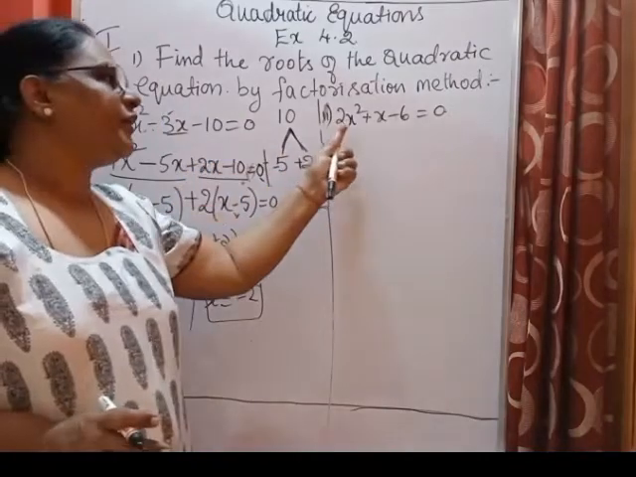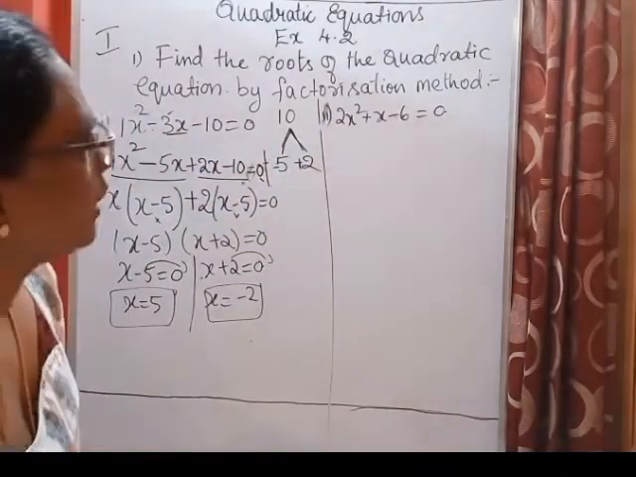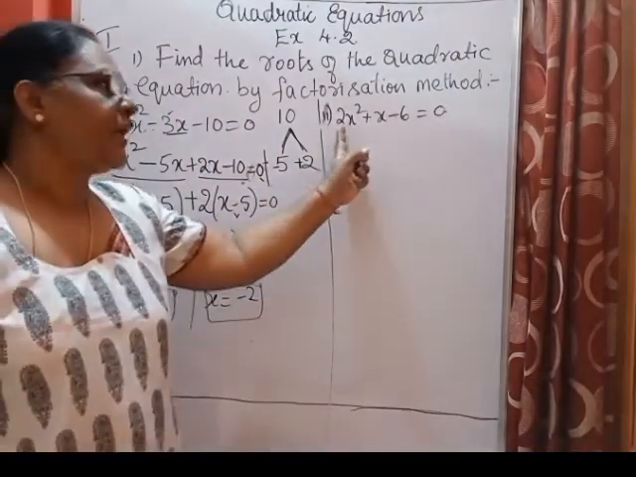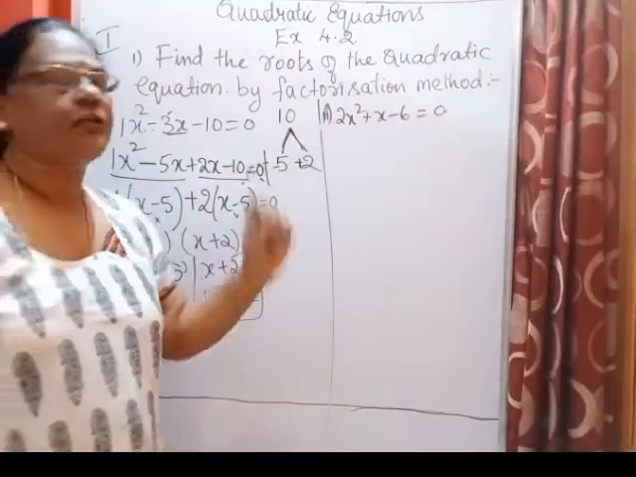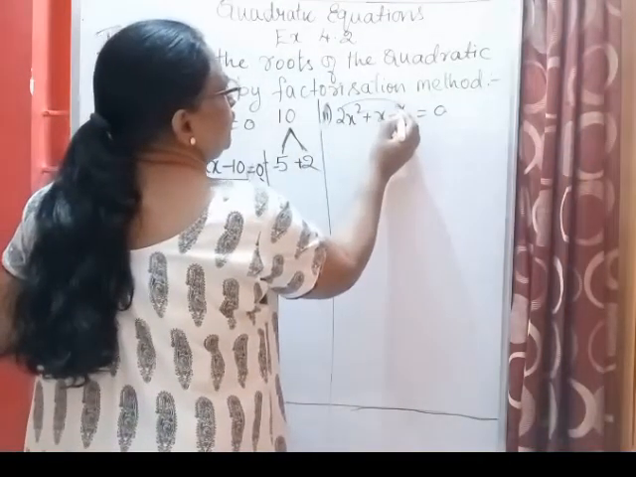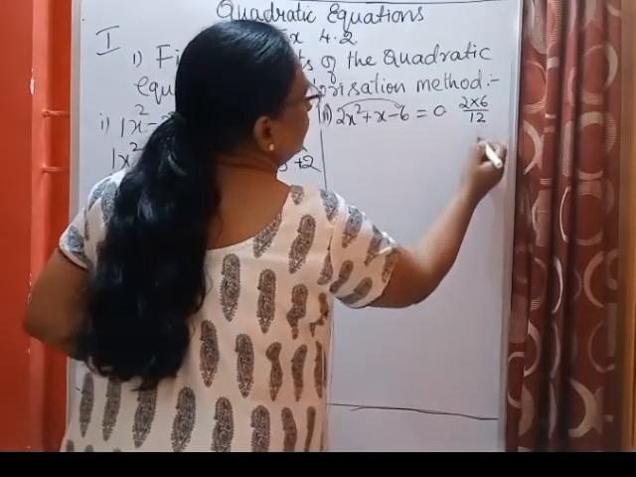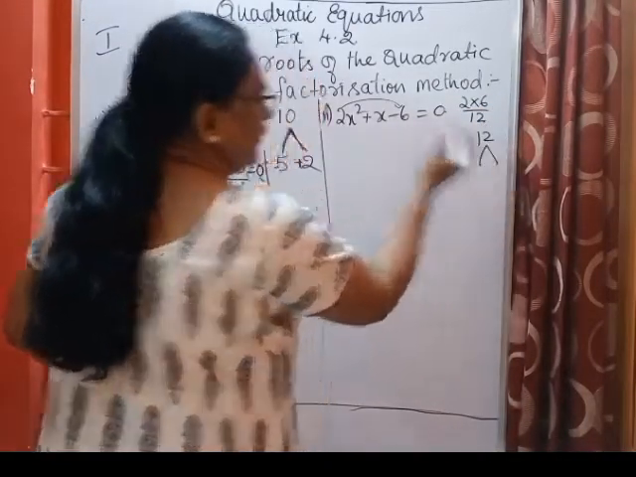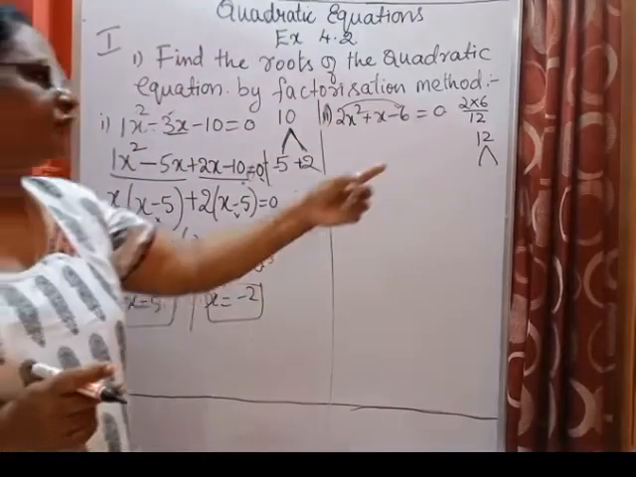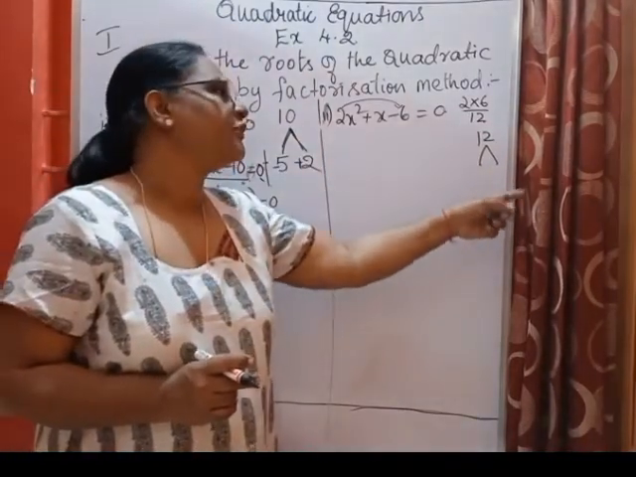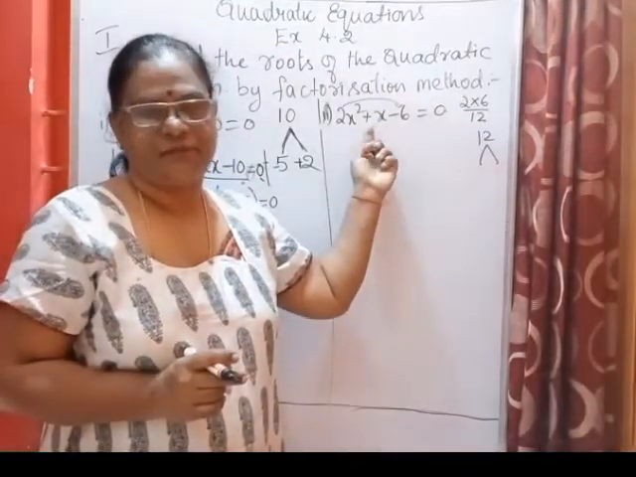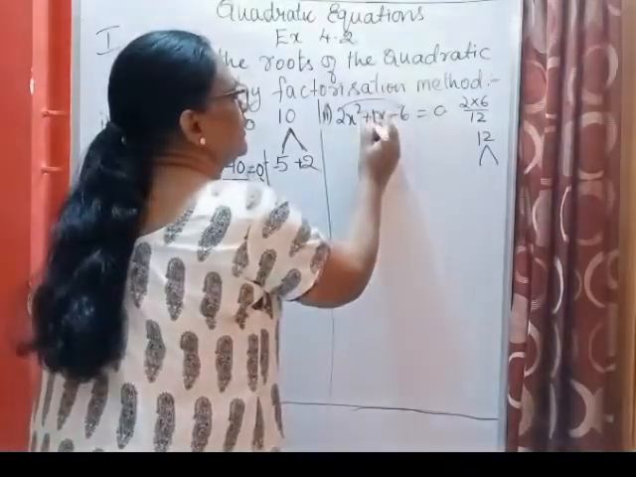See, here the value of a is 2. So what you have to do is, here I want a as 1. So I am going to multiply 2 with 6. First multiply 2 and 6. Whatever number you get, you have to take the factors for it. Take the factors for 12 such that when you add or subtract you should get 1. There is no number here, it is 1.